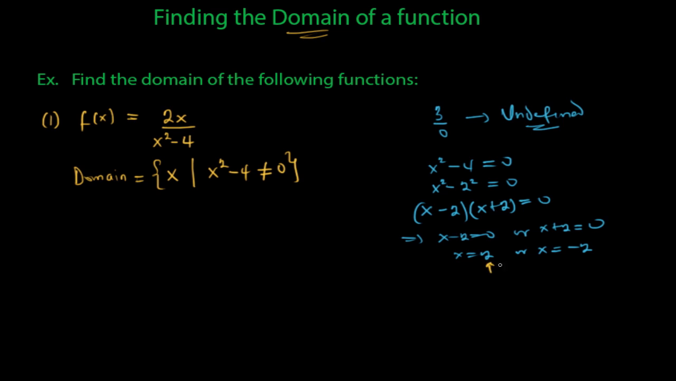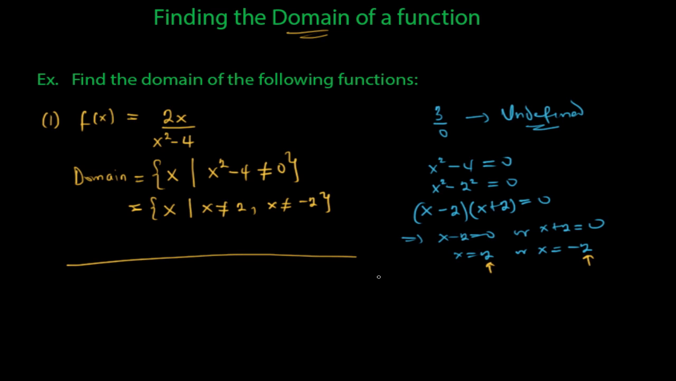So that is to say, these two numbers are the numbers which, when substituted into the function, would make the denominator 0. So therefore, my domain could also be written as x such that x does not equal 2 and x does not equal negative 2. Now this is it in set notation. If I want to write another notation, you recall that in your number line you have something like this. So this is another way of writing it.